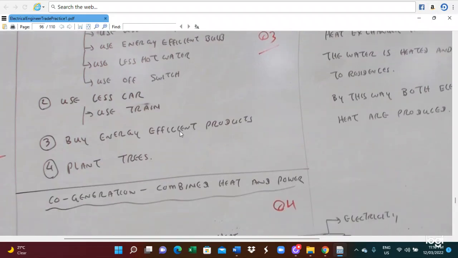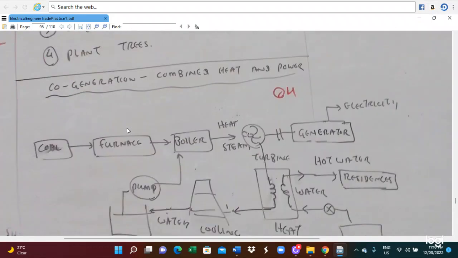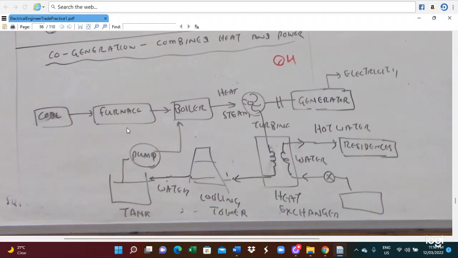We are also using cogeneration and combined heat and power. Coal fires the furnace, and the furnace heats the boiler, which also produces heat. That heat drives the steam turbine connected to the generator, and we produce electricity. In the meantime, the steam turbine output steam is used as steam, and we pass it through the heat exchanger.